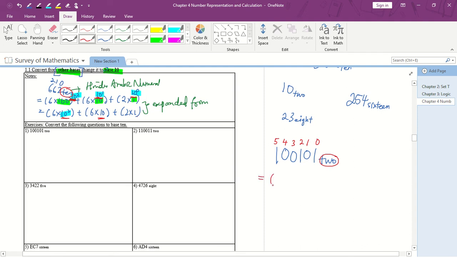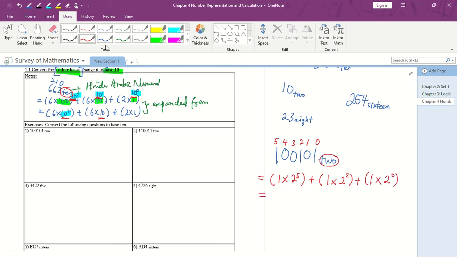So it will become 1 times 2 power of 5. Why 2? Because this is base 2. Why 5? Because we know that it's 0, 1, 2, 3, 4, 5. And plus, of course, the next one will be 0 times 2 power of 4, and because it's 0, we skip this one and come to 1 times 2 power of 2. Again, why is this 2? Because of base 2. And why power of 2? Because this is position 2 here. Plus 1 times 2 power of 0.